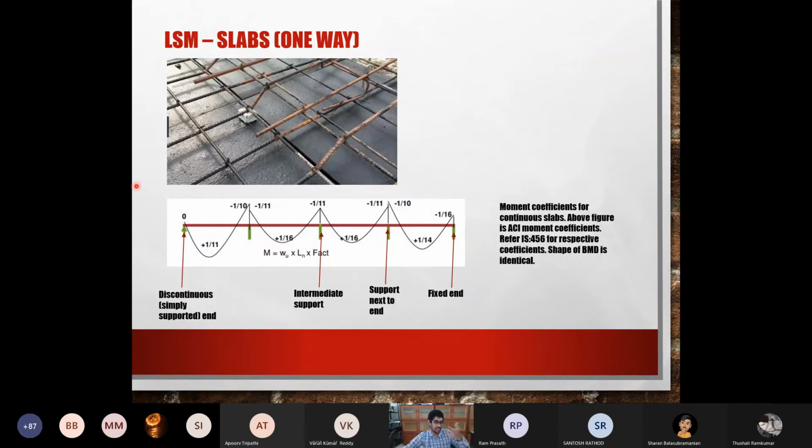So for a one-way slab, you'll find out AST, give it along the main direction. And in the other direction, you will find the minimum reinforcement which is to be provided, and you will give it. So you should not leave a slab with reinforcement in just one direction. You have to give it in 2 directions.